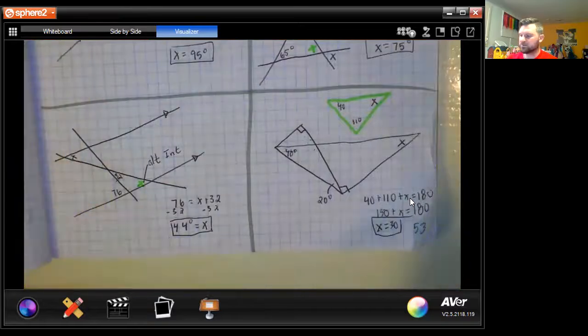So those are some examples of the triangle sum properties that we're going to be dealing with. I will post some IXL practice for you, and then you will also have your quiz to be working on.